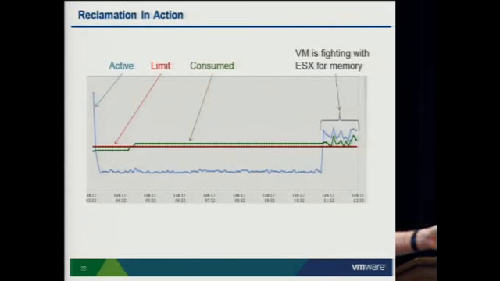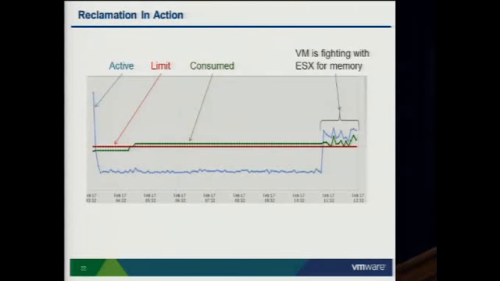Now let's look at an example here. YP is going to have a lot more detail on this. This is a high-level example to hopefully drive the point home. So we have a few different stats we're looking at here. We're looking at active, we have a limit set, and then we're looking at consumed memory. Now, we can see that active stays pretty low. Our consumed is pretty flat, and obviously our limit is not changing.